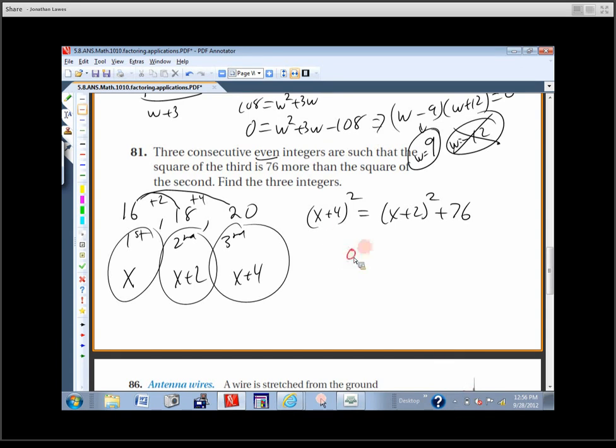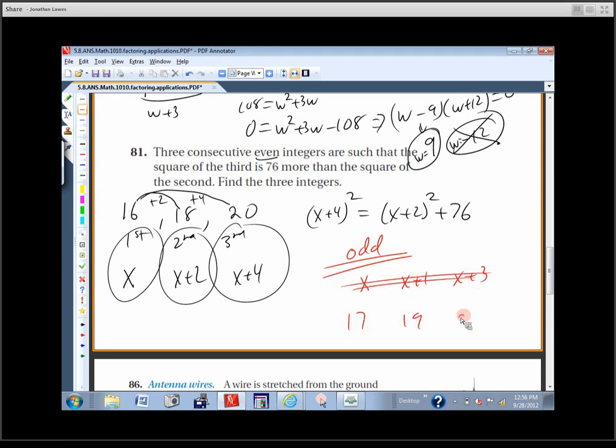What if I changed this problem and I said now they're odd? Does that change how you set this up? Okay, intuition would say, well, wait a minute. If it's even, look out, these are even, that makes sense. But if they're odd, a lot of people think, well, this would be x plus 1, and this would be x plus 3. Okay, let me show you why that's wrong.